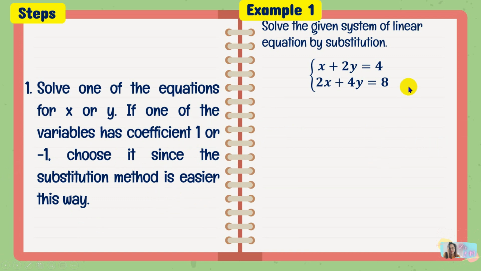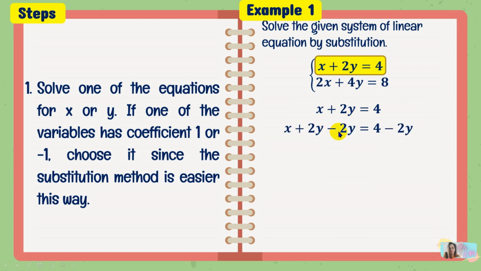Nasaan po dito sa ating equation 1 or equation 2 yung may variable na ang numerical coefficient lamang ay positive 1 or negative 1? Siya po ay nasa equation number 1. So from here, yan yung gagamitin natin, and then we have to solve for the variable of x. So ano po daw yung magiging value ni x dito sa ating linear equation na ito? So we need the additive inverse of positive 2y, that's negative 2y. Add it on both sides of the equation, makakancel na siya dito sa ating left side. Matitira na lang po is x is equals to 4 minus 2y. And yung 4 minus 2y na yon, we can rewrite that as x is equals to negative 2y plus 4.